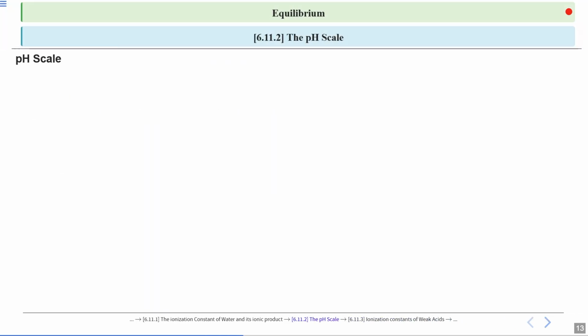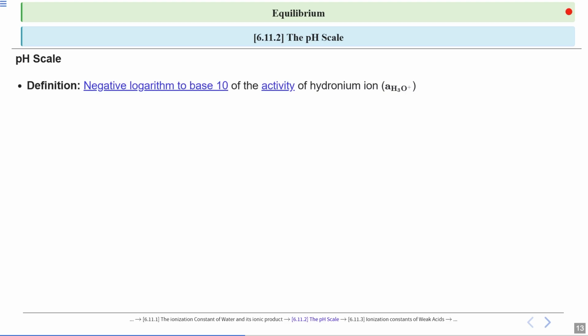Now we will move on to the next important topic, which is the pH scale. As I said in the start, the pH scale is nothing but a way to define the acidity of a given solution in terms of simpler values. How do we define it? To define it, we again use this P term. We take the negative logarithm of the activity of hydronium ion.